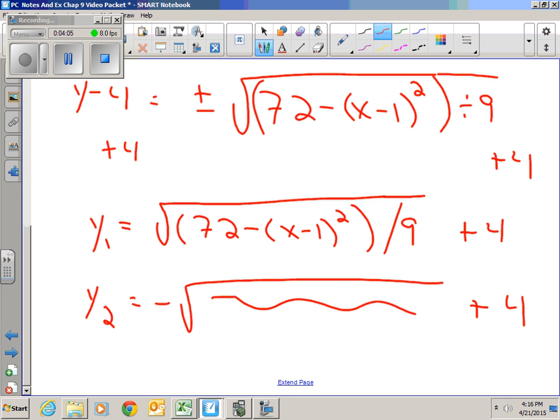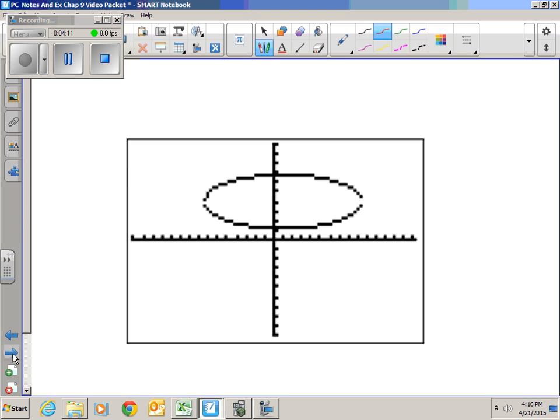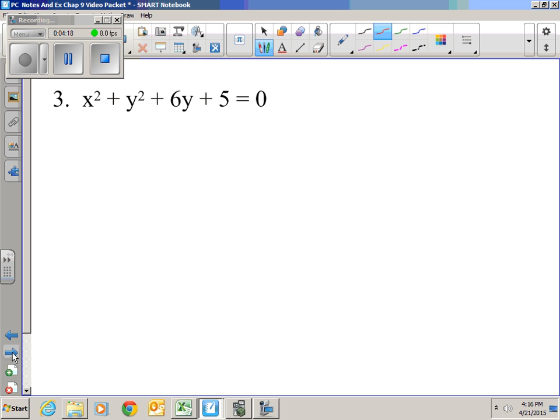So go ahead and type that into the calc. You can pause this if you want, but you should get a picture that looks like that. It is an ellipse. Why don't you try solving that one for y yourself? You may need to complete the square.